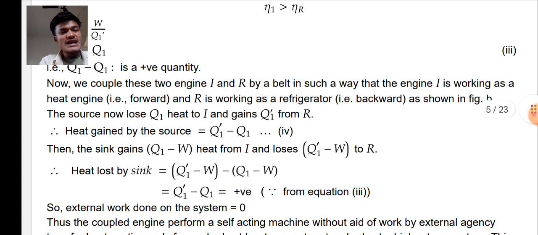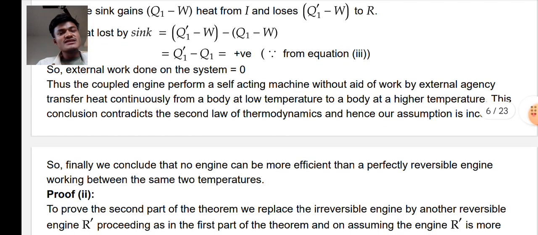Now we couple these two engines I and R by a belt in such a way that engine I is working as a heat engine, that is forward, and R is working as a refrigerator, that is backward, as shown in figure B. The source now loses Q1 heat to I and gains Q1 dash from R. Heat gained by the source is Q1 dash minus Q1, that is equation 4. Then the sink gains Q1 minus W heat from I and loses Q1 dash minus W to R. Heat lost by the sink is Q1 dash minus W minus Q1 minus W, equal to Q1 dash minus Q1, which is positive from equation 3. So the external work done on the system equals 0.